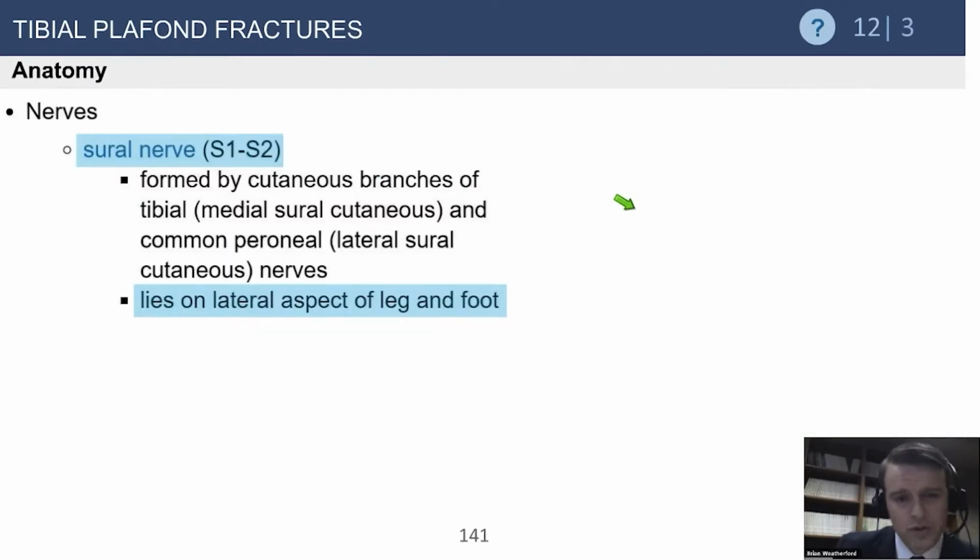The sural nerve is formed by cutaneous branches of the tibial and common peroneal nerves, and it lies along the posterolateral aspect of the leg and the foot, typically 1 to 2 centimeters behind the fibula, and supplies sensation to the lateral border of the hindfoot as well as along the lateral border of the forefoot.